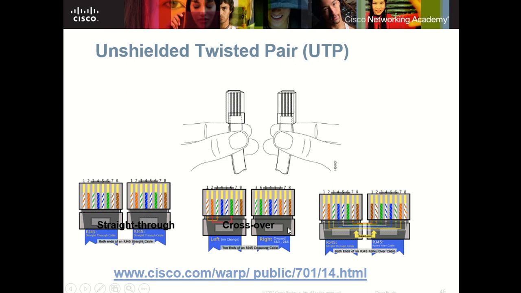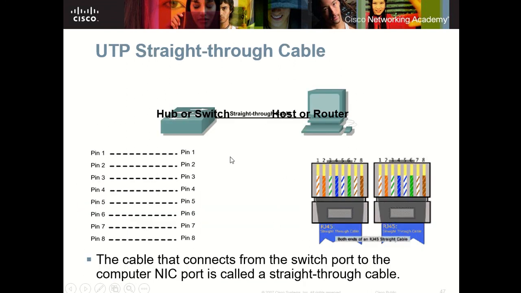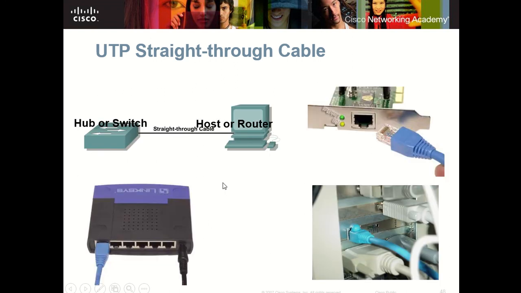The straight through and the crossover cable. Again, the straight through cable is used to connect two different devices, like a switch to an end device or a router, that's different devices. So we use a straight through. These are the pin arrangement.